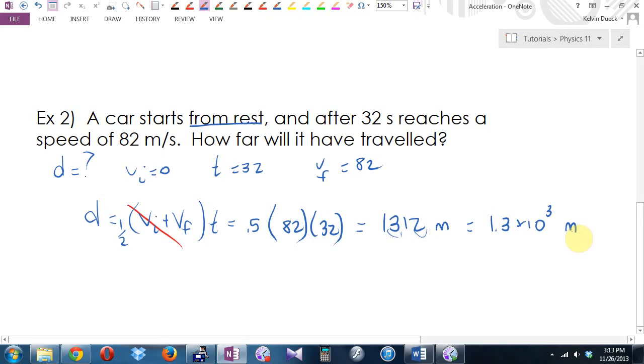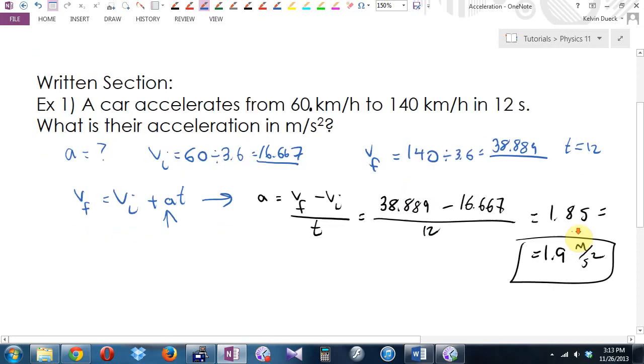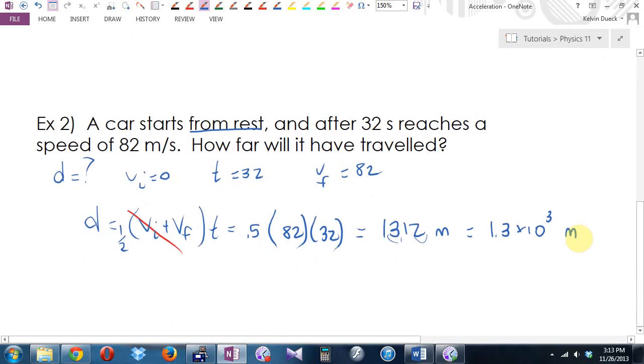Could you find the acceleration? Yeah, the same way we did right up here, example 1, for that matter. So something like this might even make a good 2-parter. Hey, find the acceleration. Hey, find the distance. Okay.